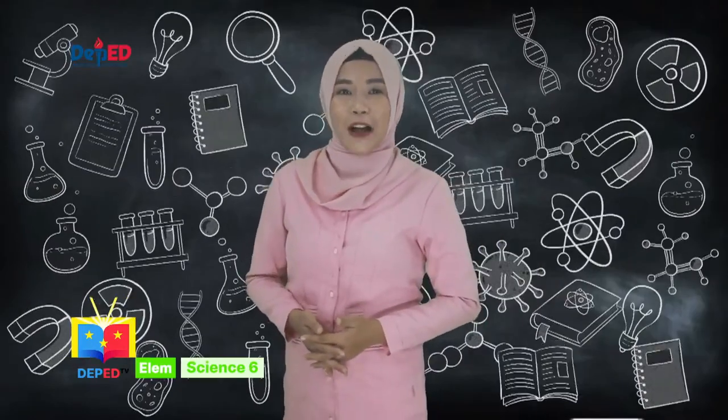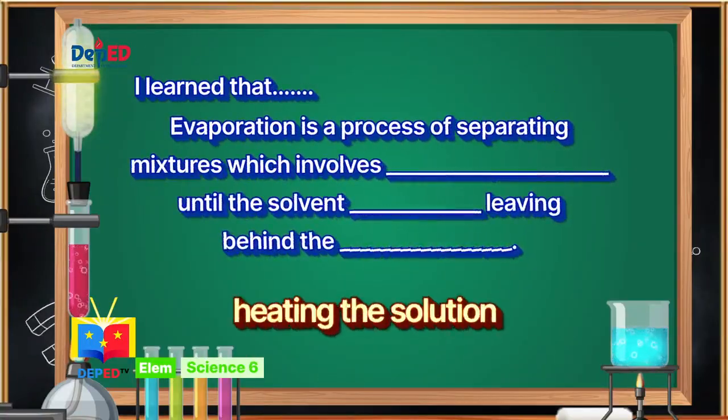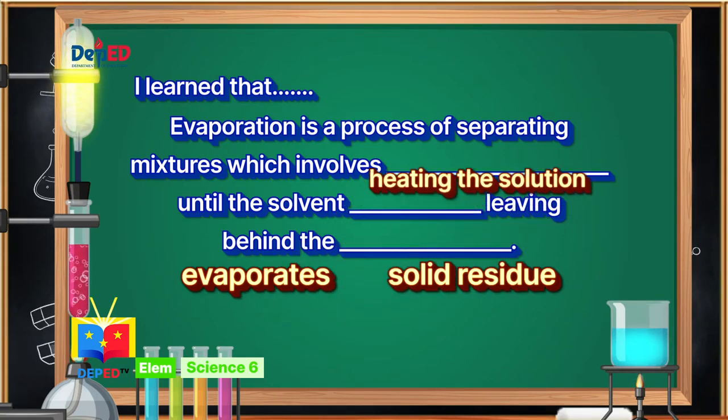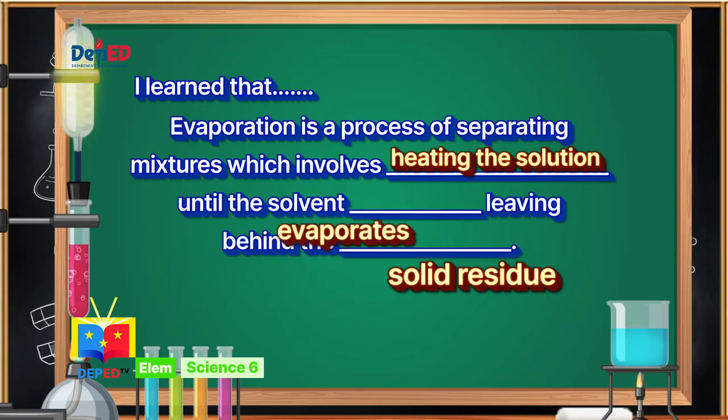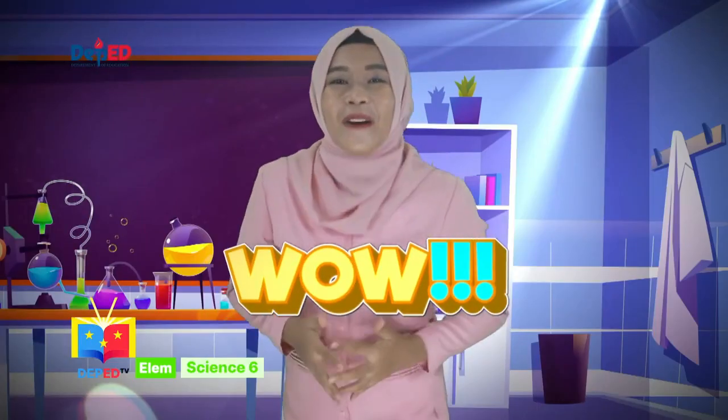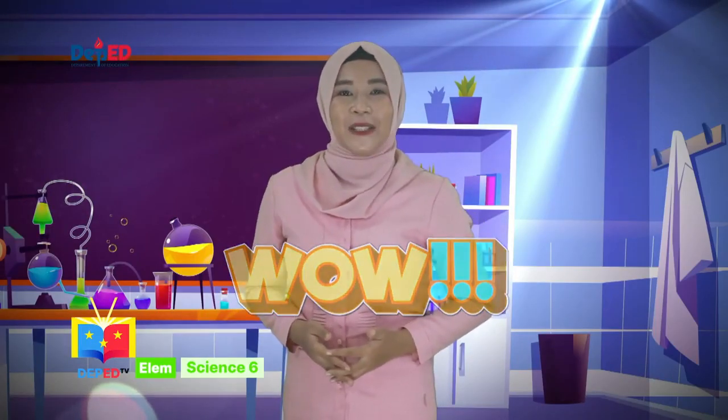Complete the following paragraph. Write your answers on your paper. Evaporation is a process of separating mixtures which involves blank until the solvent blank, leaving behind the blank. Very good! Evaporation is a process of separating mixtures which involves heating the solution until the solvent evaporates, leaving behind the solid residue. Wow! You did well, my dear science-minded learners. I know that you learned something today from our lesson.